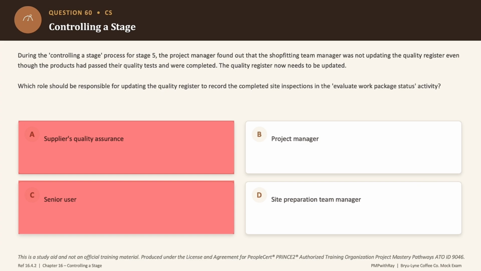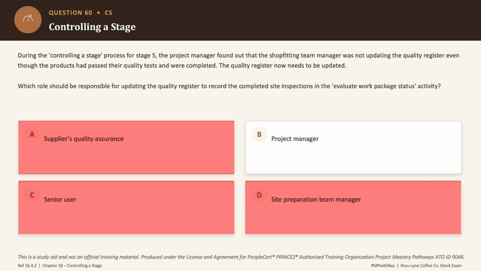Moving on to option D, the site preparation team manager has nothing to do with this particular work package, so that's quite an extraneous answer choice, so that is incorrect as well. Now, if you think about it, evaluating the work package status is the project manager's activity, okay? And one of the recommended actions is updating the project log and the quality register sits within the project log, okay? So even though the team manager is the one who should be feeding the information through, ownership of keeping that register current rests with the project manager. So the correct answer choice is option B.